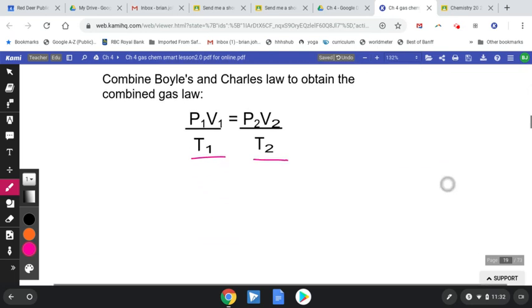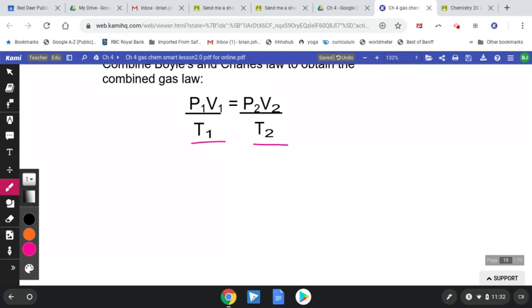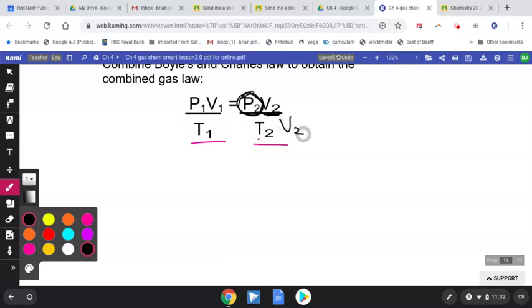Now, before we go any further, I want to do a little bit of a review of algebra with you guys, because you are going to be rearranging this equation to solve for any one unknown. So let's say, for example, that we wanted to solve for pressure 2. So we want pressure 2 by itself. That means we need to get rid of V2 and T2. So how do we do that? Well, the algebra rule is, if you want to remove a variable from one side of the equation, you divide. If it's in the numerator, you put the same variable in the denominator. And whatever you do to one side, you do to the other.